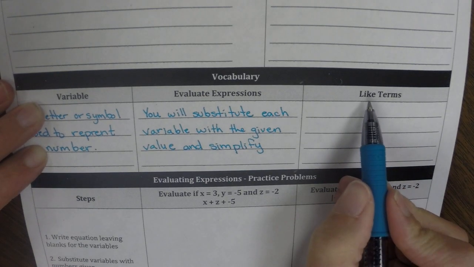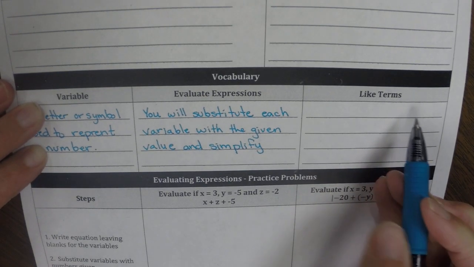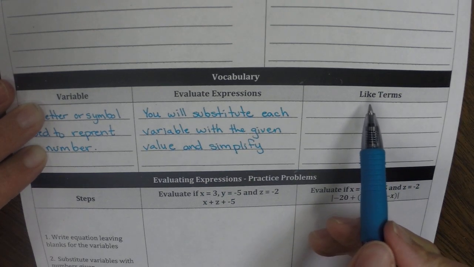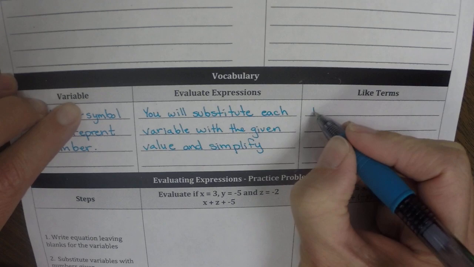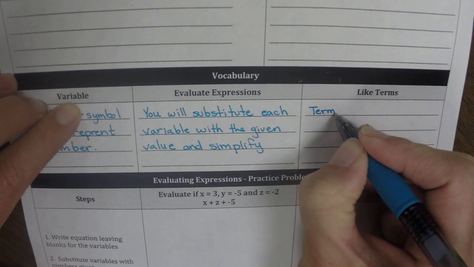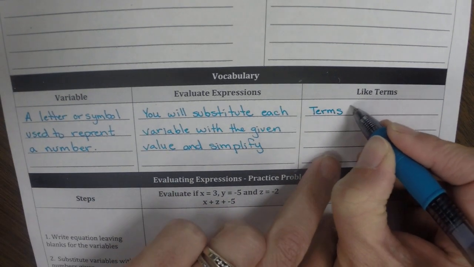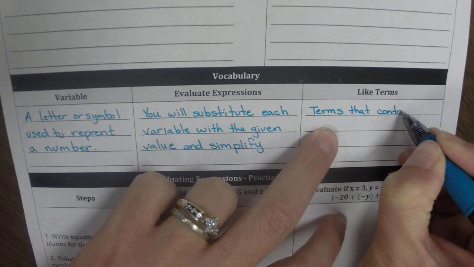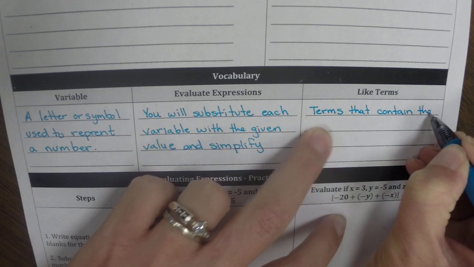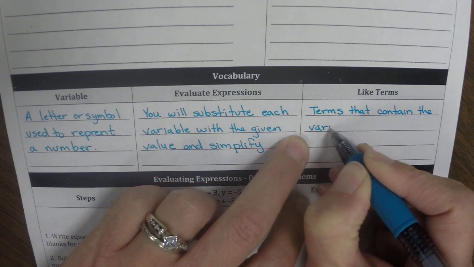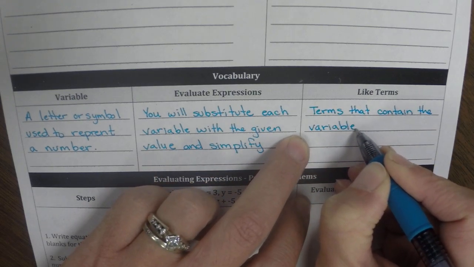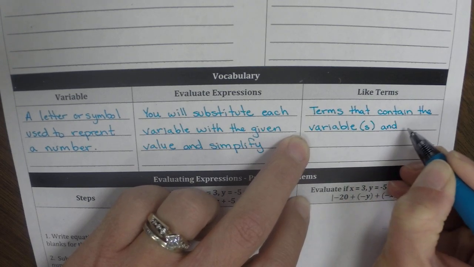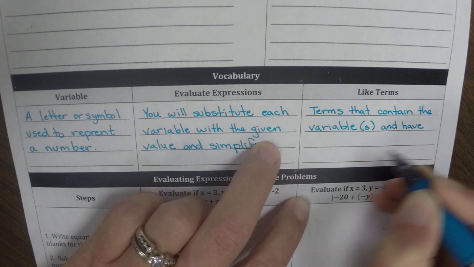The last thing we need to talk about is what are like terms, and we're not going to use that on the front of this paper, but we will use it on the back. Like terms are terms, and again we already discussed what a term is, that contain the same variables and have the same exponent.